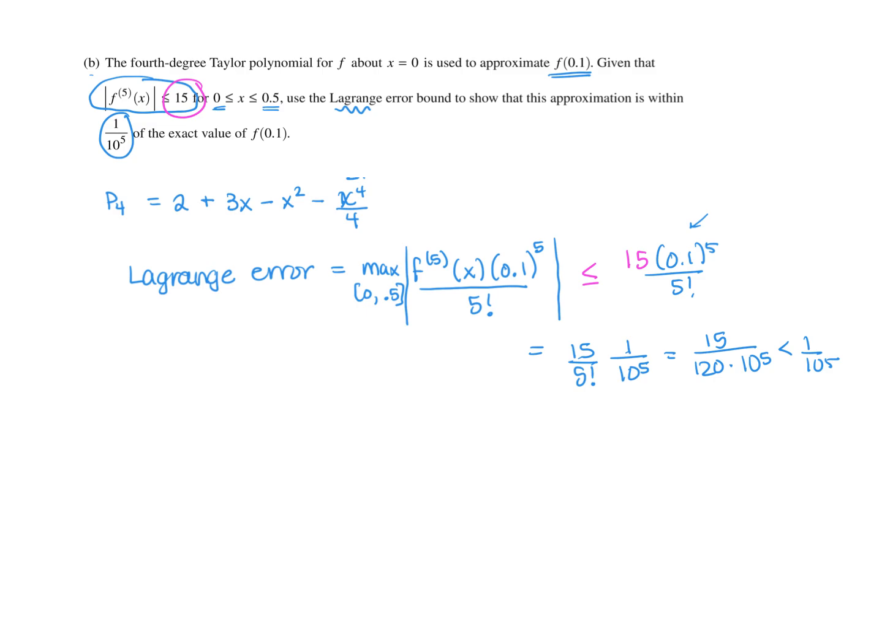You're going to get 1 point for the form of the error bound, and 1 point where you really show that this is less than 1 over 10 to the fifth.